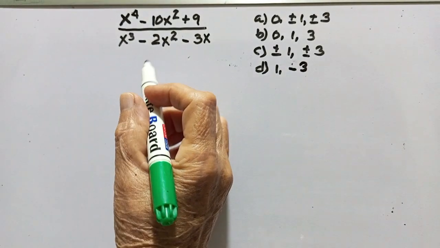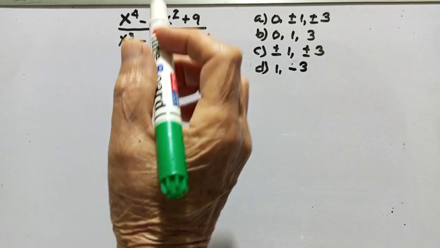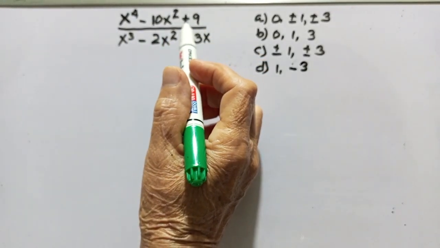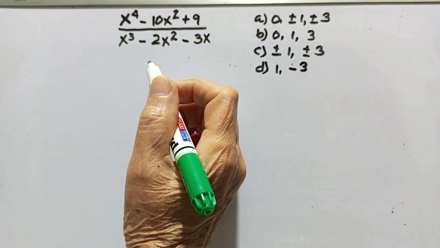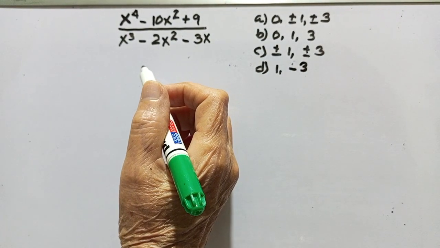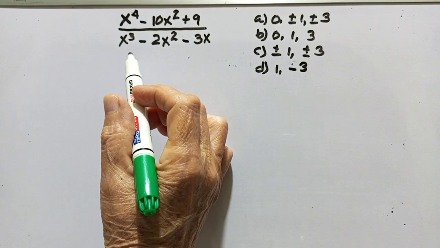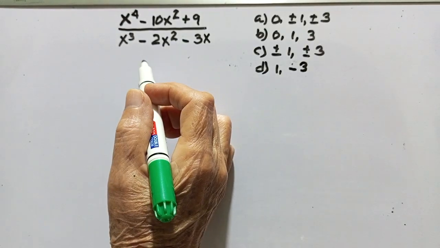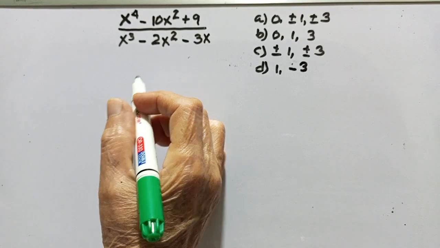Now, we will simplify this expression by factoring. But first, take note that the sign of the last term is positive and the middle term is negative. That means that the second terms of the factors are all negative. Likewise, in the denominator, we have all the signs negative. So that means the factors have unlike signs. Now, let us factor.